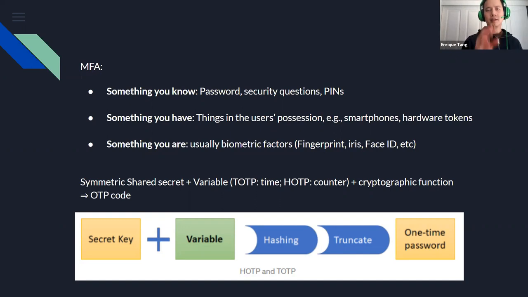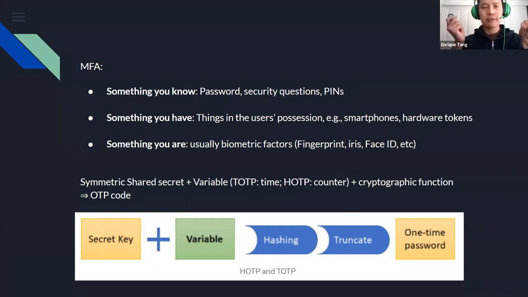So OTPs fit into the middle one, establishing trust based on something you have, and it does that by making it very hard to render that OTP verification code. And how does it do that? It does it by symmetric shared secrets. So whenever you want to set up an OTP, there has to be a secret, which is what we call the seed value.